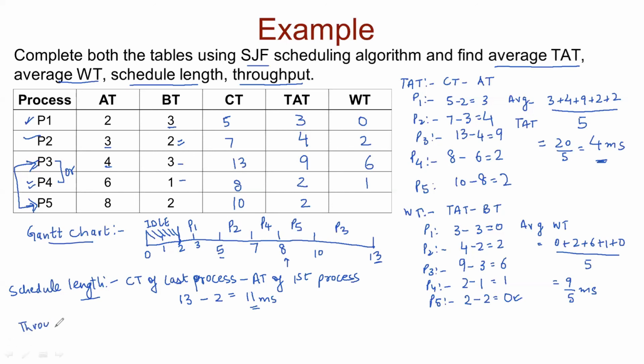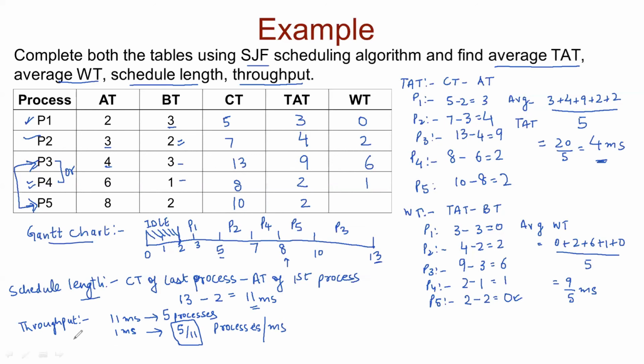Next is throughput. We all know that throughput is the number of processes completed per unit of time. Okay, we have to find the number of processes completed per unit of time. In 11 milliseconds, how many processes complete? 5 processes. I'm talking about this example. In 1 millisecond, how many processes completed? 5 by 11 processes. So the throughput is 5 by 11 processes per unit of time, per millisecond.